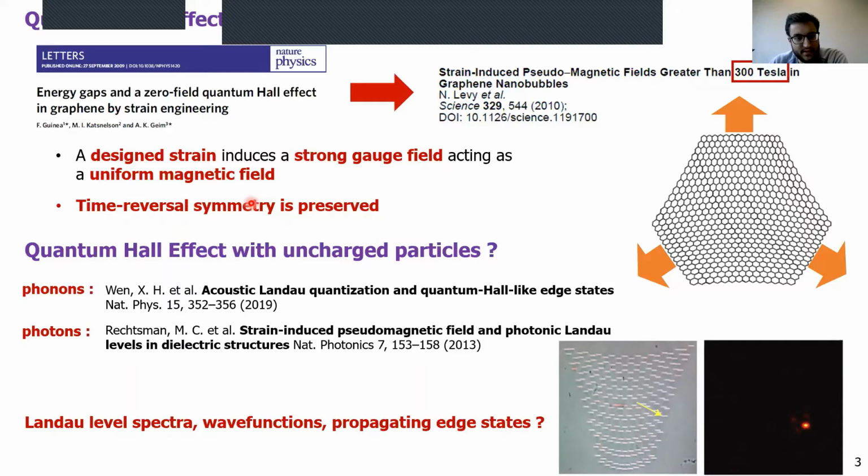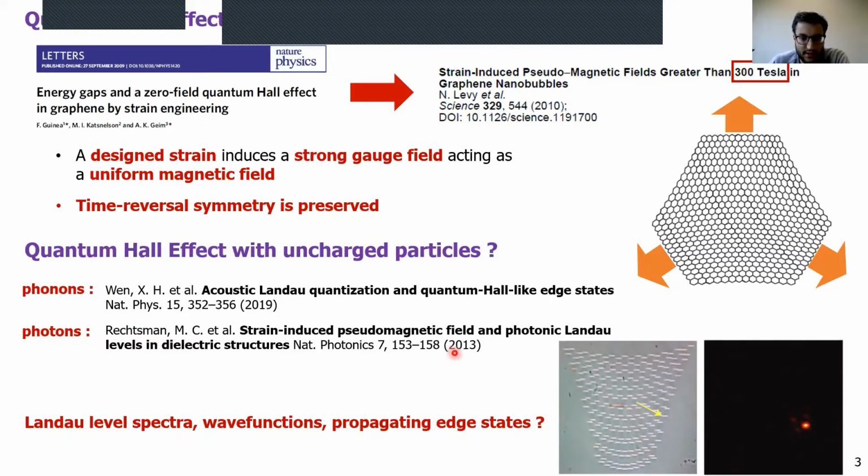Since this strain, in fact, is only creating a gradient of hopping in the lattice, we can transfer this technique to graphene analogs based on uncharged particles like phonons. There is a paper from Wen in 2019 where they study Landau levels in acoustic graphene, but we can also transfer it to photons.